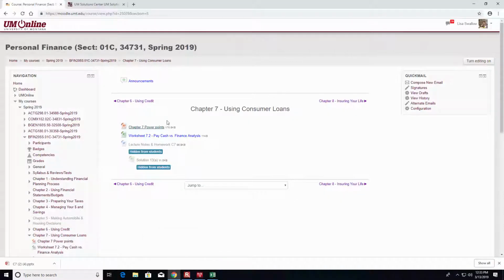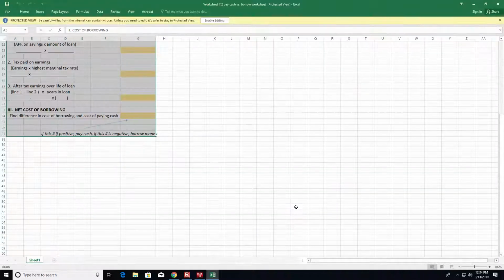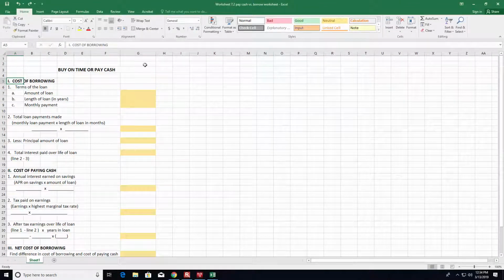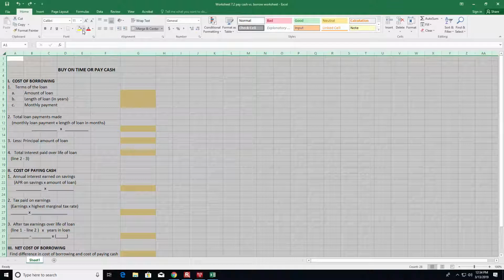Figure out where I'm at here. Okay, so this was the worksheet we were using, right? Pay cash versus, yeah. And for whatever reason, I would not have gotten an A on the test. I don't know why I've got a different payment. Let's go back here. Okay, can you guys see this, or do I need to blow it up a little bit?